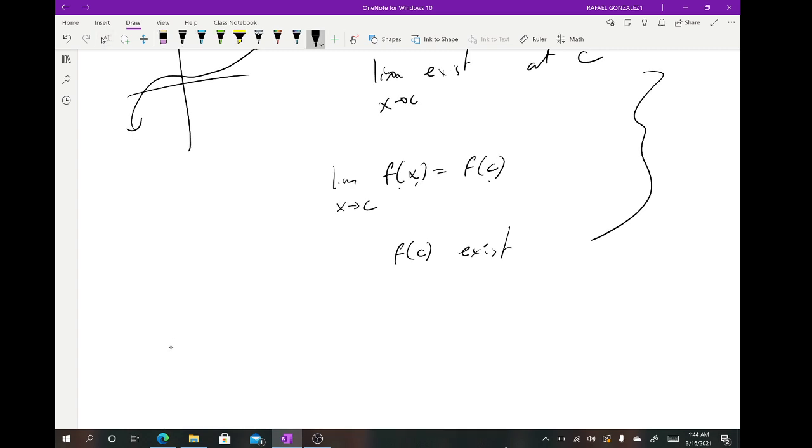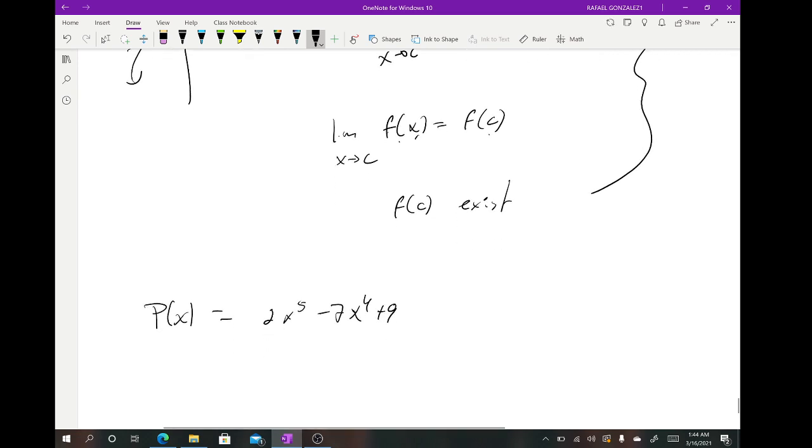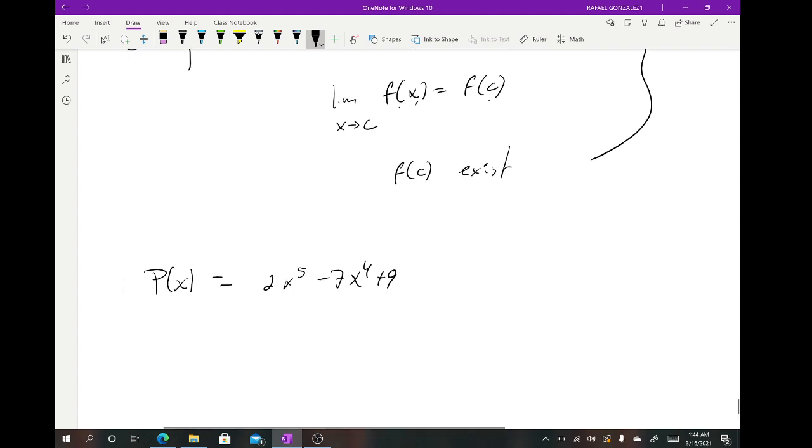So for example, if somebody gave you the following function, 2x to the 5 minus 7x to the 4 plus 9, and they ask you, is this function continuous and on which interval? Well, this is a polynomial function. Polynomial functions are continuous in all of their domain. So this function is continuous from minus infinity to infinity. It's continuous everywhere.